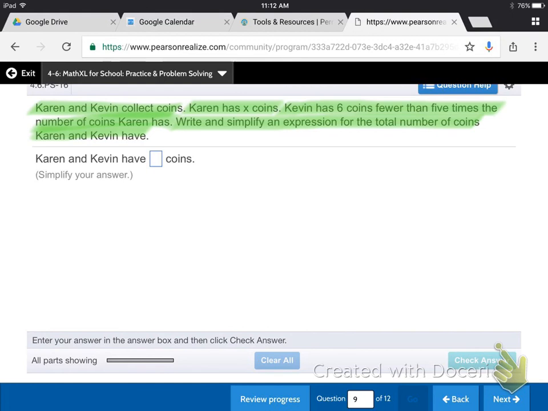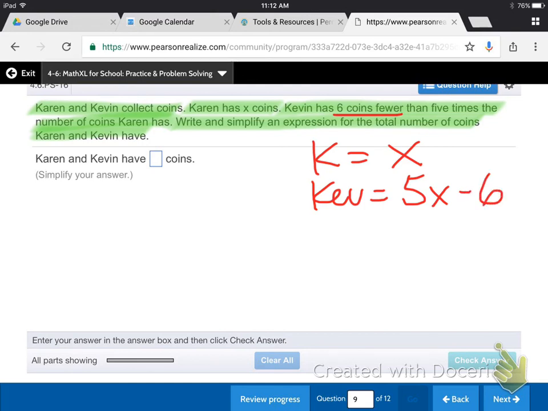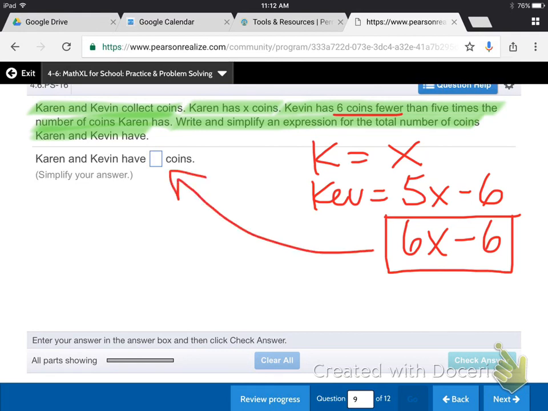So Karen, let's write this down. Karen has X coins. And Kevin has 6 coins fewer than 5 times. So 5 times the number of coins Karen has is 5x, 5 times x. But he has 6 fewer than that, which means take that total and subtract 6. And so the total of what they have is just add all this together. How much is 5x plus 1x? That's 6x. And 6, there's no like term with 6, so it's just minus 6. And there is the total expression for their number of coins. Pretty simple, huh?